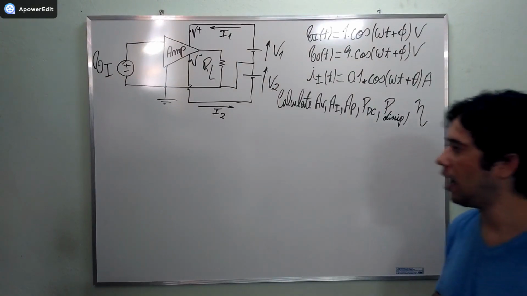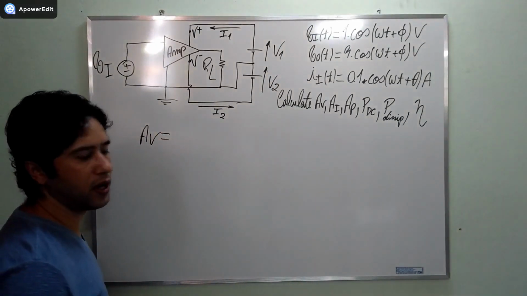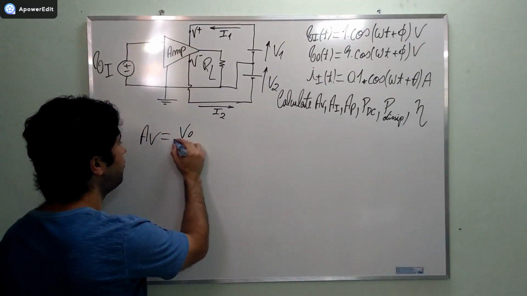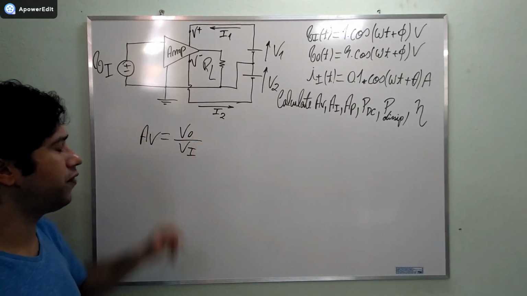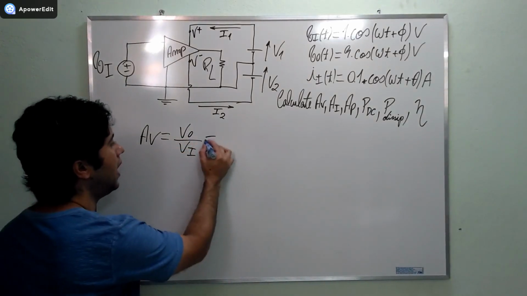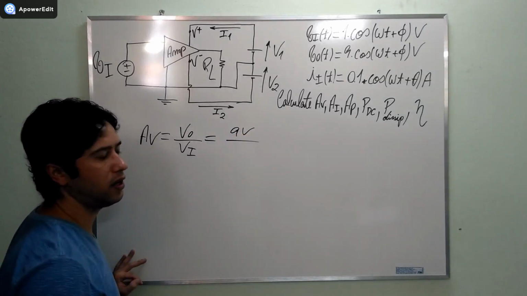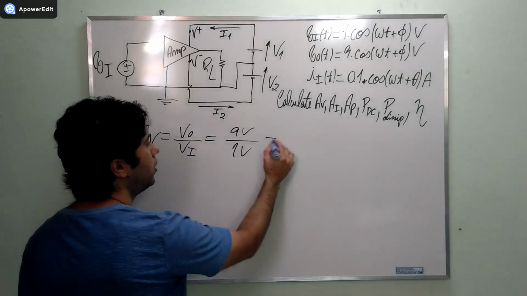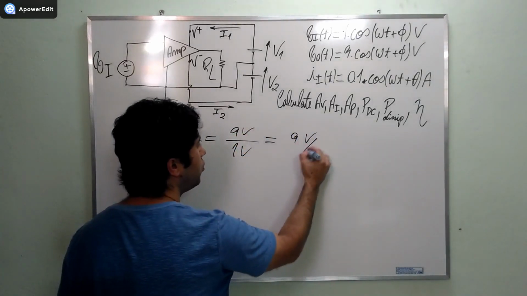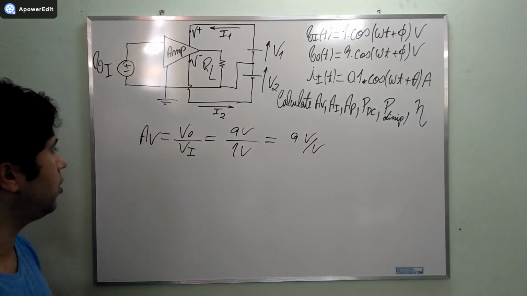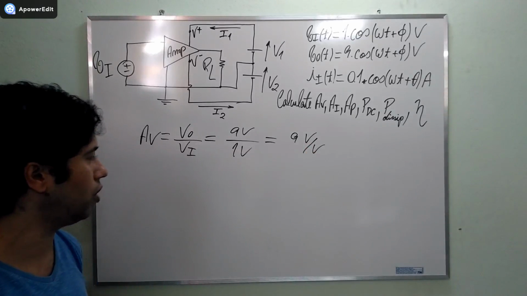Now, I want to calculate the voltage gain, AV. AV is going to be equal to V0 divided by VI, the output voltage divided by the input voltage. The output voltage peak is 9 volts and the input voltage peak is 1 volt. Then we know that this is 9 volts per volt. This is the gain of the amplifier, the voltage gain, 9 volts per volt.